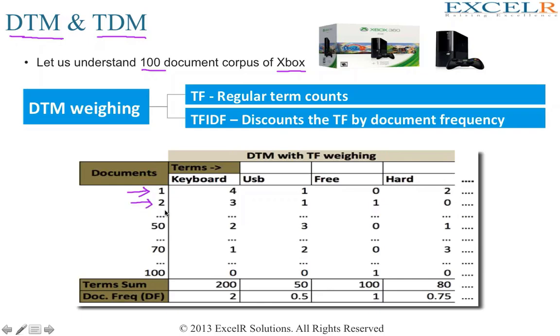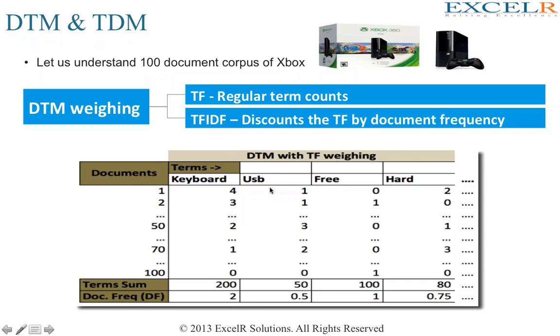In the second review, another person is referring to keyboard 3 times, USB once, the word free once, and the word hard none of the times. And so on and so forth. Say you have all the documents available and you have the count of how many times each word has been used in the document. If you count how many times each word is used, you'll get overall 200. That means the word keyboard has been used 200 times in 100 reviews, right? So on an average, it is being referred to 2 times.